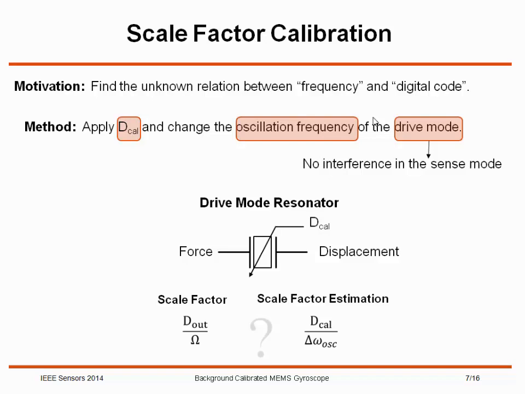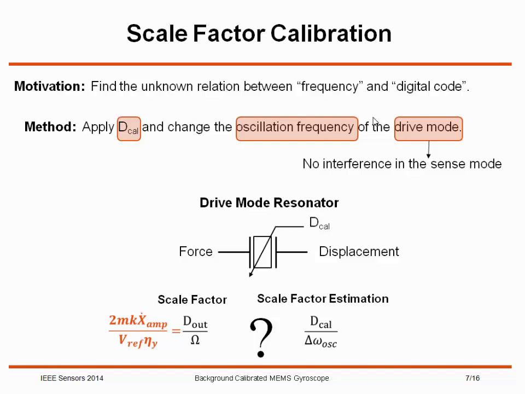When you look at the closed loop scale factor for a force feedback gyroscope, you will see this expression. It's a well-known expression, and it depends on the velocity amplitude, on some voltage reference, and on the electromechanical conversion gain. All these parameters, as I said before, depend on environmental conditions.